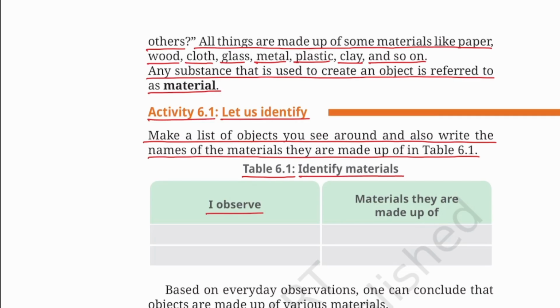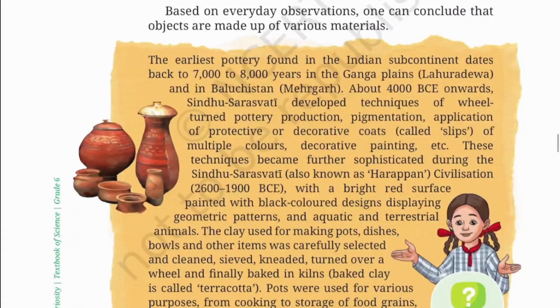I observe: you can write wall. Material they are made up of: clay, or brick that is made up of clay. Similarly, you can write, I observe: chair. Materials they are made up of: wood. Based on everyday observation, one can conclude that objects are made up of various materials.